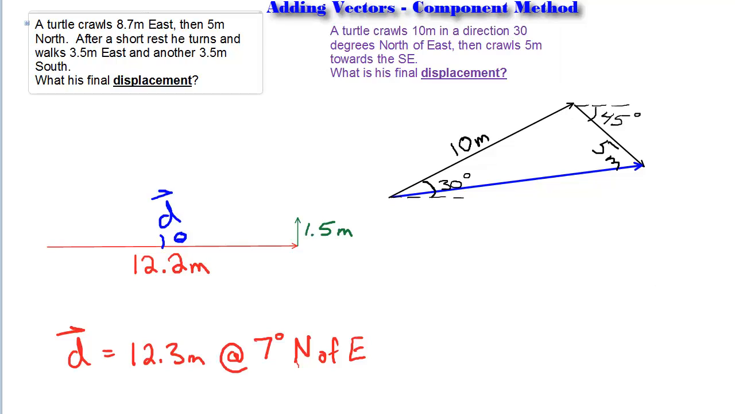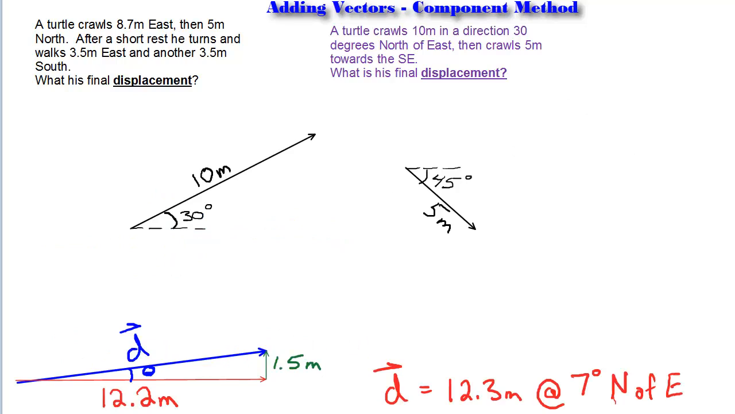Now, again, you noticed I picked some strange numbers on the original question. 8.7 meters east, then 5 meters north, and then 3.5 meters east and 3.5 meters south. Let's look at our second version of the same question, and we'll see where those 8.7 and 5 meters come from. So let's separate our 10 meter and our 5 meter vector. Okay, so here's our actual question. We've got a 10 meter vector and we're going to add to it this 5 meter vector pointed downwards at 45 degrees.